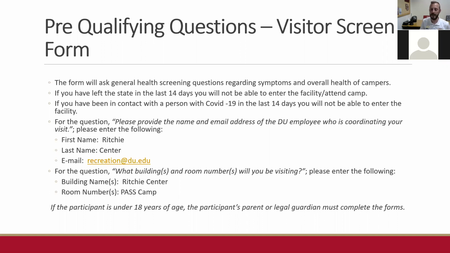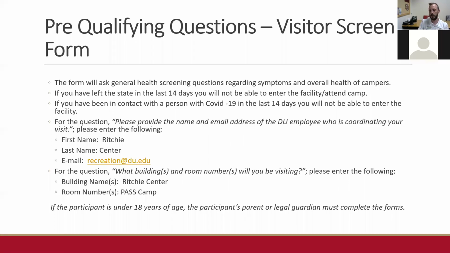Now, the part of the survey that throws people off every day is probably right here. It's going to ask you the name and email address of who you're coming to visit on campus. Just list Richie for the first name, Center for the last name, and then the email that you want this to go back to is recreation@du.edu. We've been finding a lot of people will put .org, .com, things like that. So if you could just remember recreation@du.edu, you're golden. It'll make your time so much faster of getting dropped off and all that good stuff.